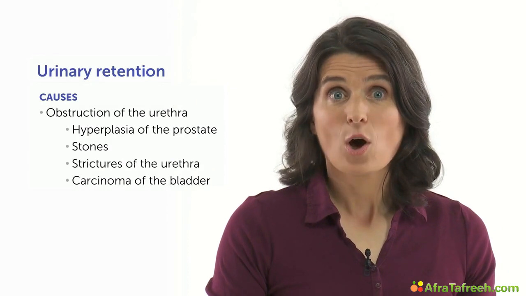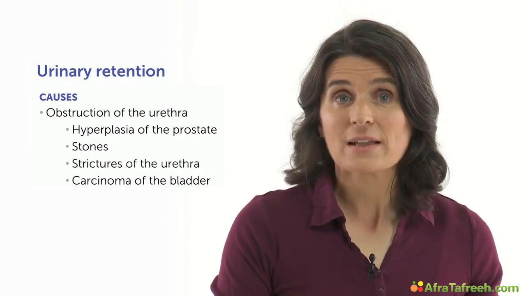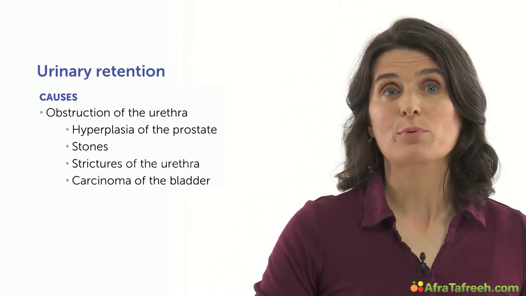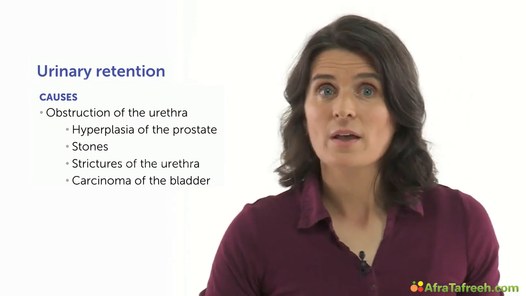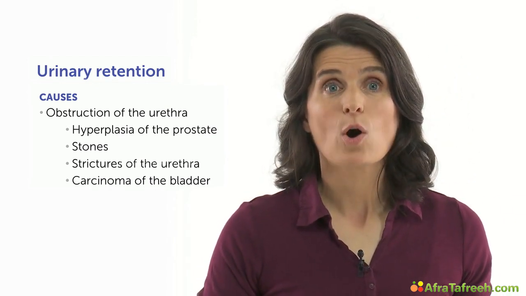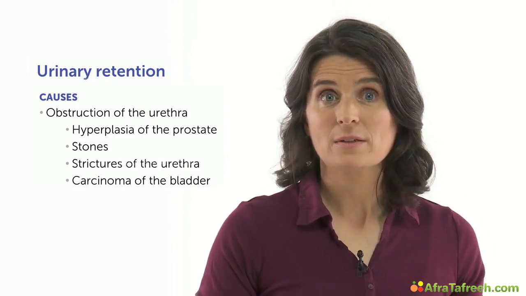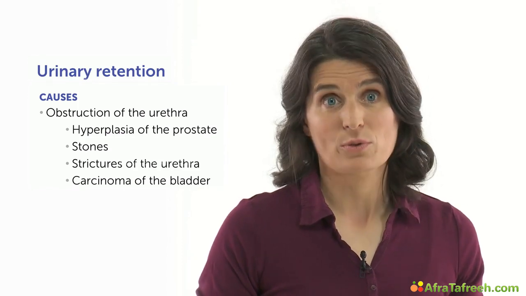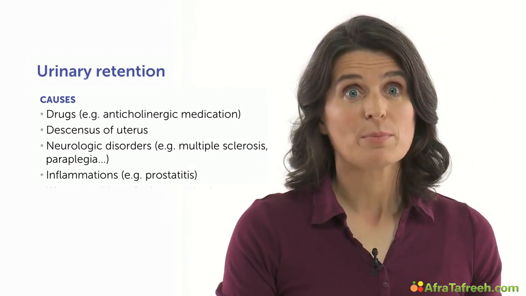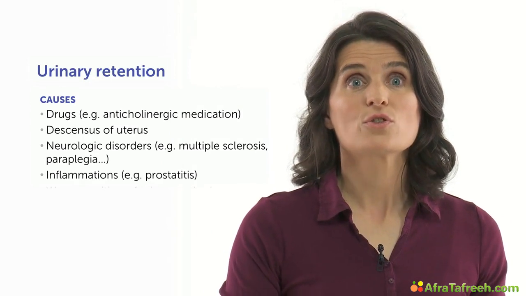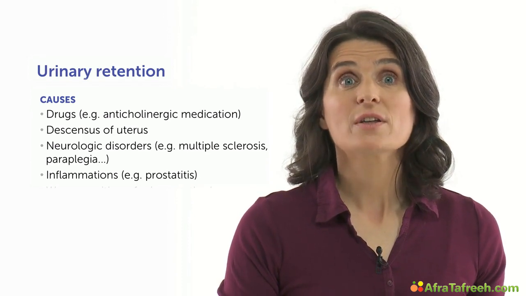As for the causes of urinary retention, an obstruction of the urethra is a frequent reason. The underlying disorder can be, for example, benign prostate hyperplasia, which is common in elderly male patients. Other causes can be concrements in the urinary bladder itself or in the urethra. Strictures of the urethra or malignant diseases of the bladder that block the urine flow can be additional causes for urinary retention. Other reasons can be a descensus of the uterus, certain medicaments, for example, anticholinergic medication, and also various neurologic disorders.